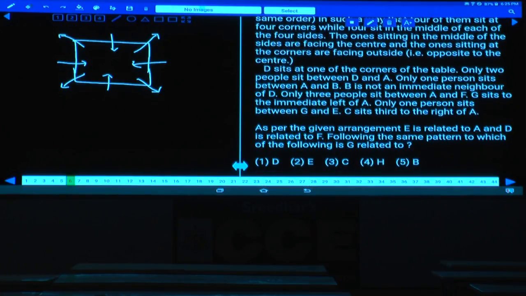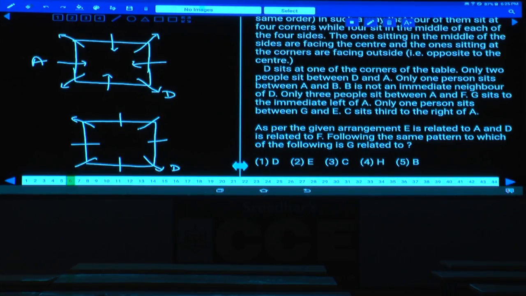The next one, D sits at one of the corners of the table. As D sits at one of the corners, we can fix D at any one of these 4 corners. Only 2 people between D and A. How many possibilities do we have? We have 2 possibilities. A can be at this place, that is one possibility. Then what is the second possibility? A can be at this place because only 2 people between D and A. And in this case, D is facing away from the center. All the persons who are at the corners are facing away and the ones at the sides are facing the center. Now in this one, D is here and 2 people between D and A will be here.